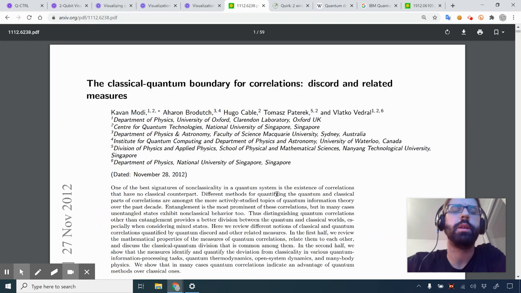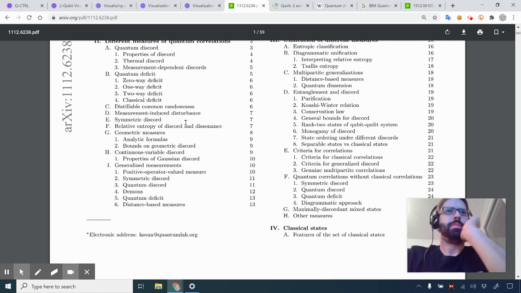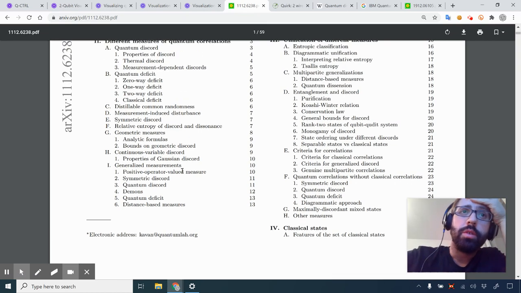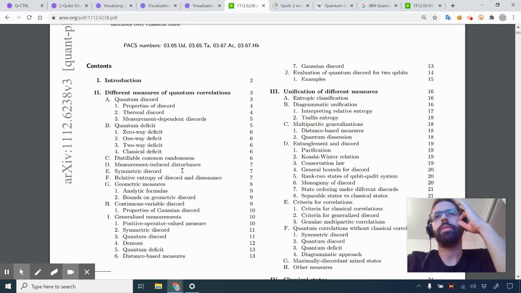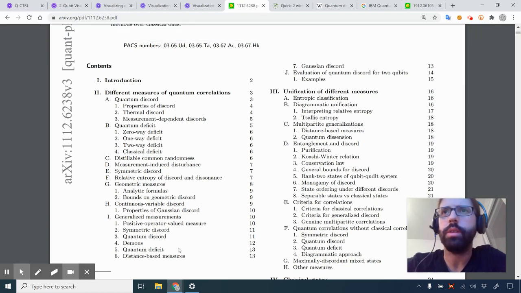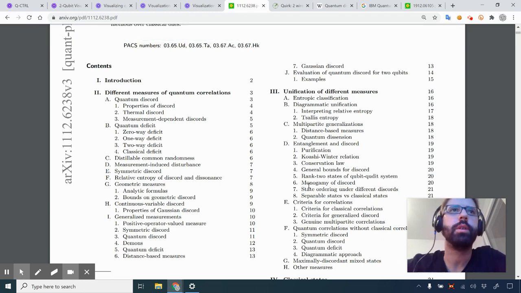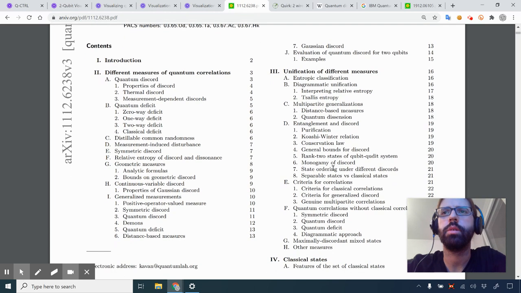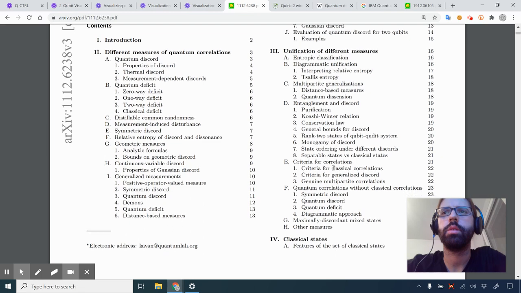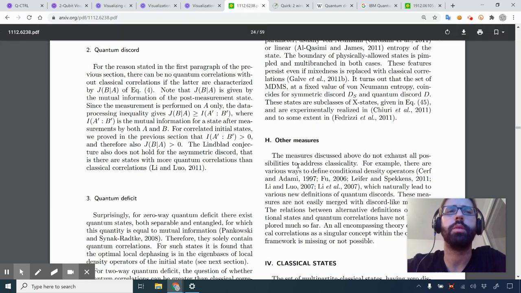Can I just go back to the beginning? So what did we check? Measurements, geometric measures, continuous variable discord, generalized measurements, unification. I don't think that I can go through all these without really looking around a bit more in terms of discord and deficit. Okay. Critical correlations. Quantum discord, page 24.